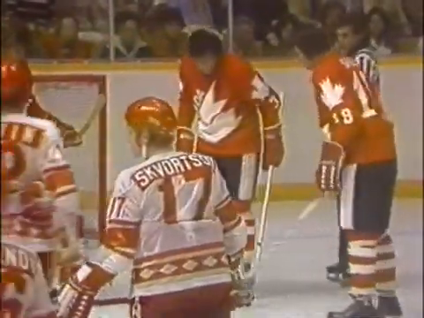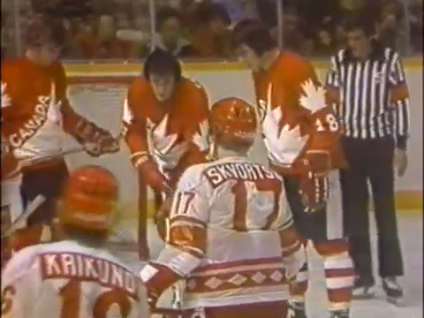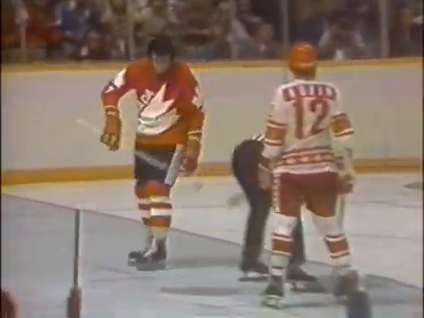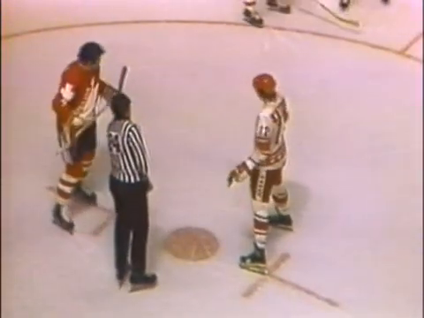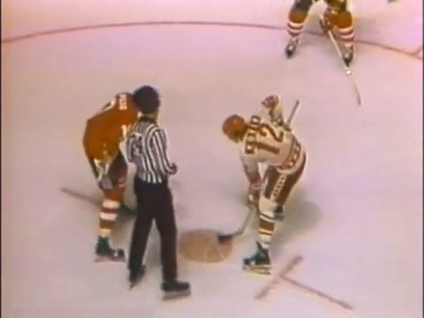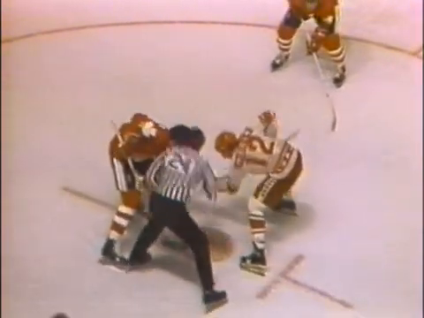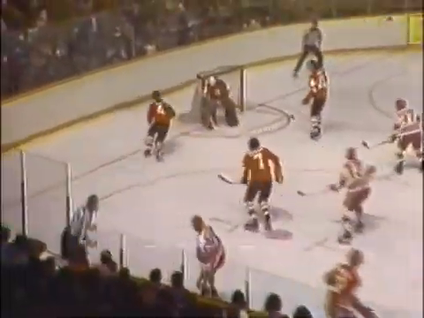Kovin at center for the Soviets with Skvortsov, number 17, and Balderis, number 19. And for Team Canada, they send out Phil Esposito with Darryl Sittler and Lanny McDonald. Guy Lafleur and Bobby Orr on defense. Rukhanov and Bobanov, the defensive pair for the Soviet Union. Orr behind his own goal for Canada.